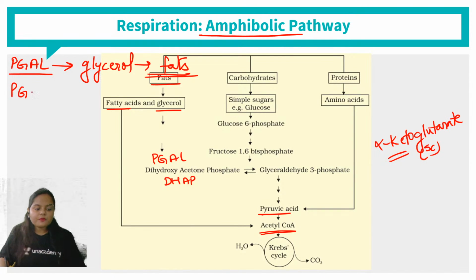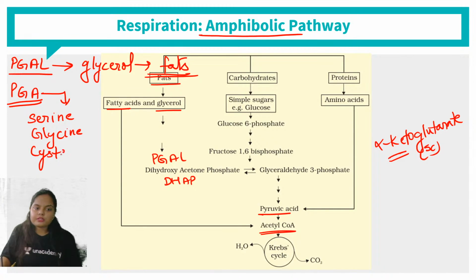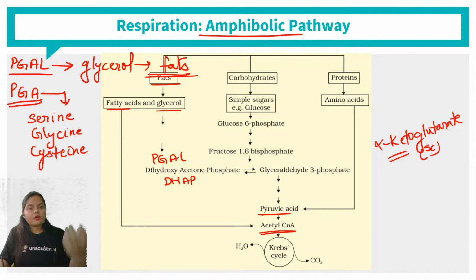Similarly, the phosphoglycerate, this PGA, is withdrawn from the glycolytic pathway whenever the synthesis of amino acid serine, glycine, or cysteine has to take place. That means PGA is an intermediate or a precursor for these amino acids to synthesize. Another important example of anabolic pathway, right?